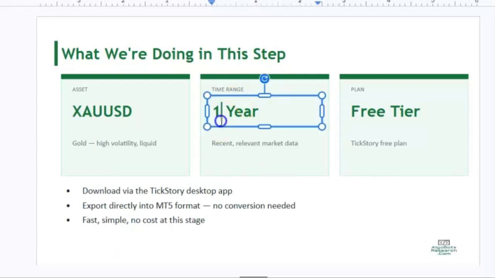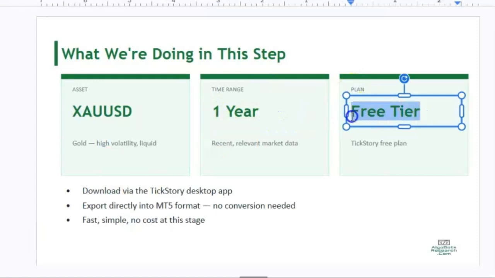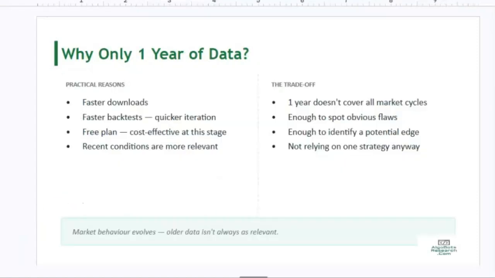When it comes to time, we're going to go for 1 year. We're going for 1 year because we want to save costs as well, and it's the free tier. For the purpose of this challenge, we're not building a hedge fund or anything like that. We're just testing ideas quickly, filtering out the bad ones. So I think 1 year is enough to expose a broken strategy, if you like, and see if it has an edge or not, especially across the different time frames that we're going to test. I think 1 year should be fine for now.